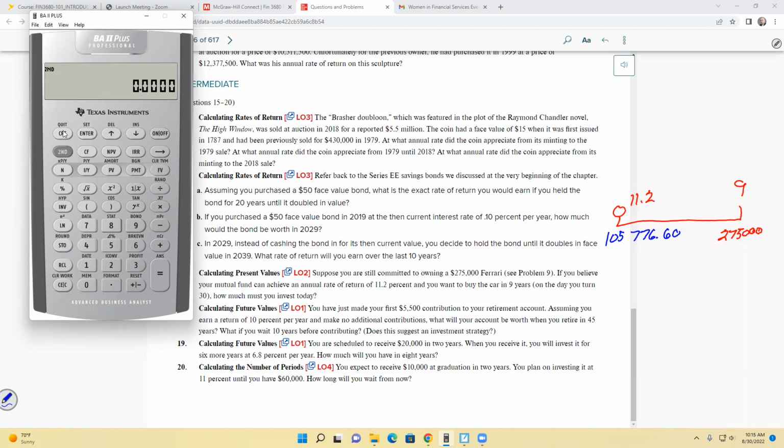All right, so Reagan, we want to clear everything out first, right? Okay, and then we're just going to go across. It's 9 years, so we're going to do 9. On the interest rate, we're just going to put 11.2. The finance calculator is smart enough to just move the decimal. We want to end up with 275,000. That's going to be our future value. Then we're just going to compute the present value. Got it? Keep on going, negative 252,94.